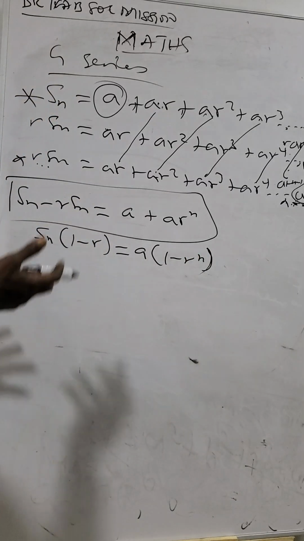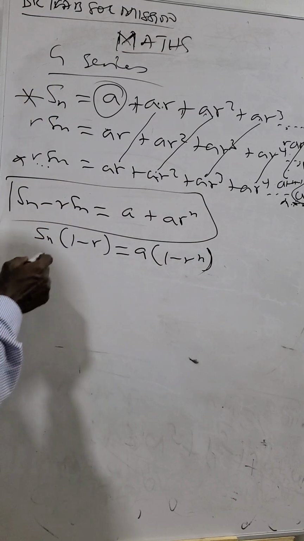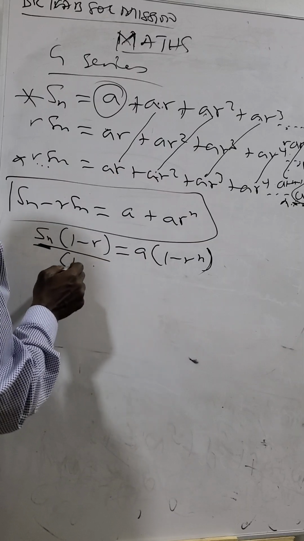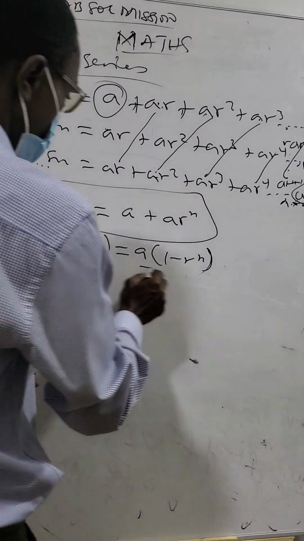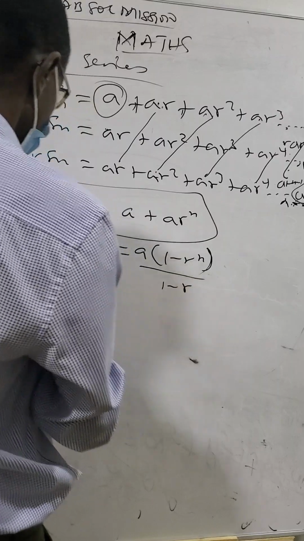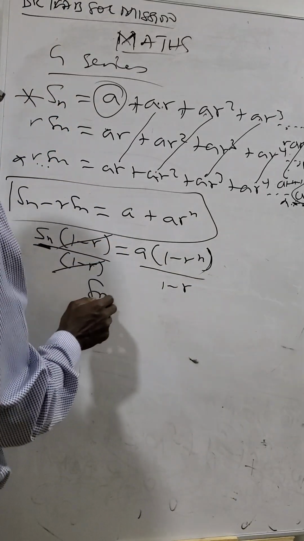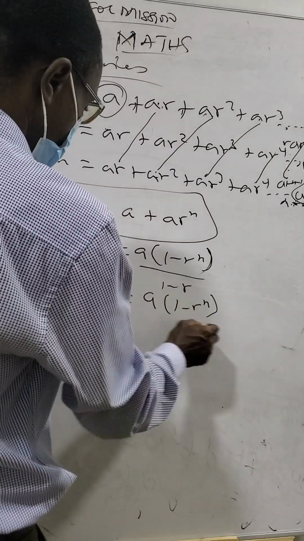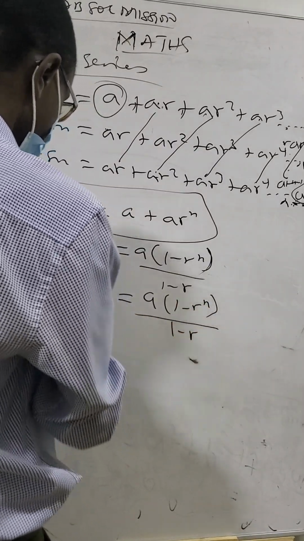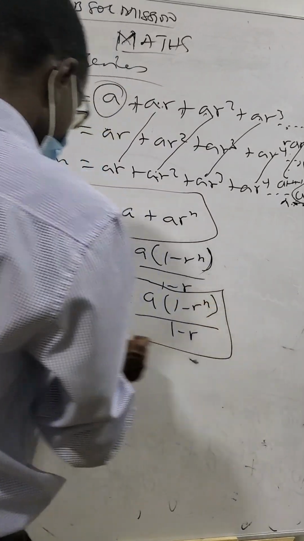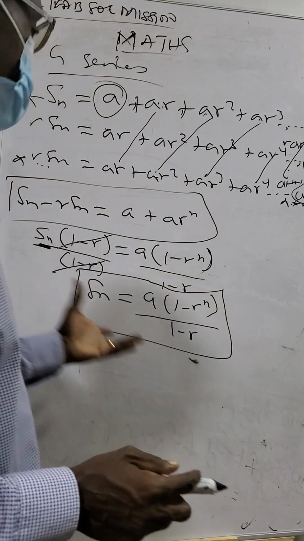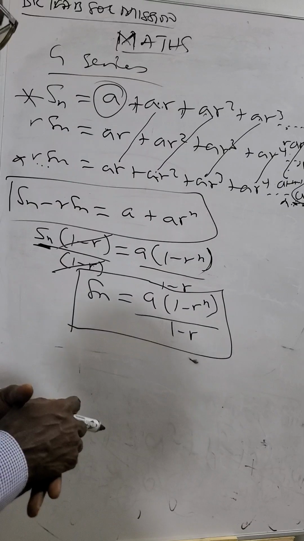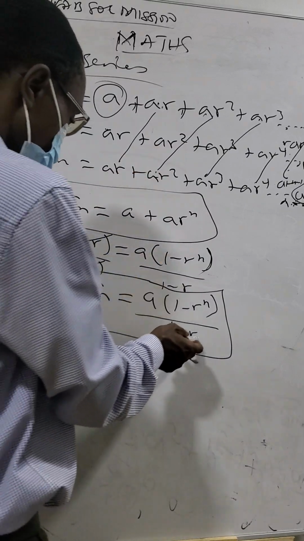Right. So from here it becomes very simple to make this the subject, so that you divide here by 1 minus r, same thing 1 minus r. This will cancel that. And then you have Sn is equal to a times 1 minus r to the power n over 1 minus r here. So this becomes the summation or the series formula for geometric series, right? So there's the formula, but we should take note of something here.